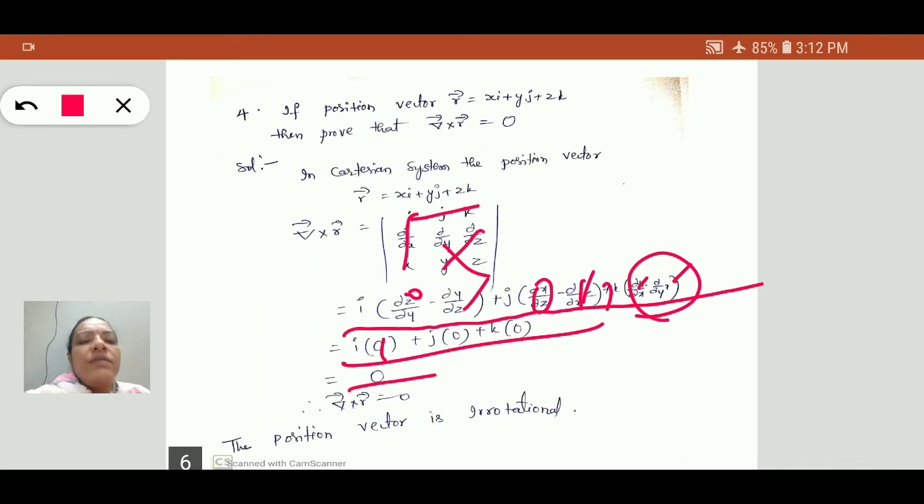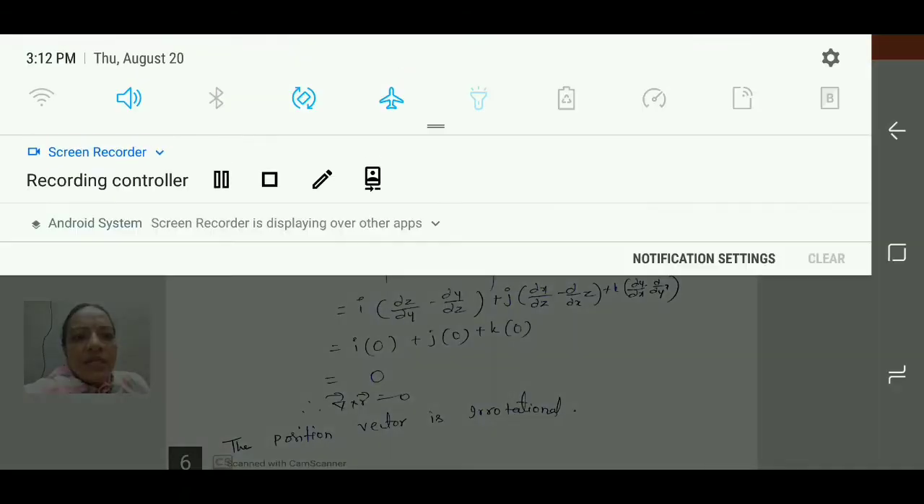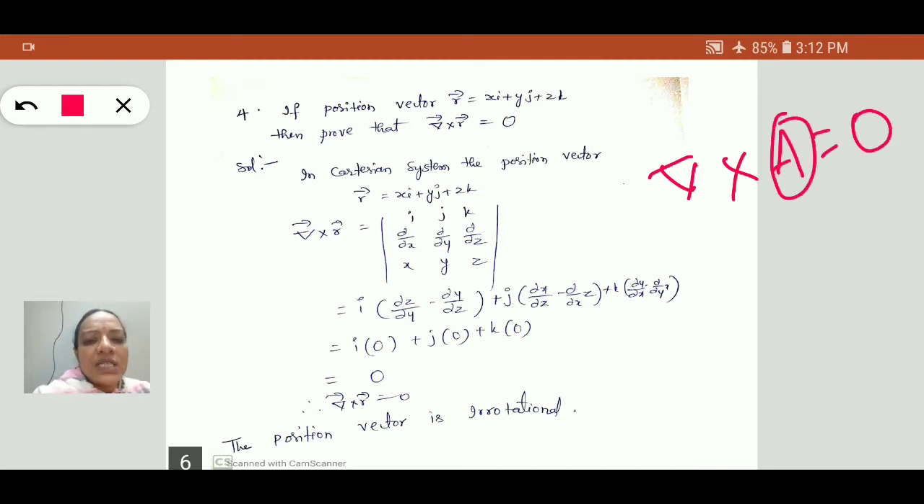So totally we get the 0 value. That means curl r is equal to 0. So it is an irrotational vector, that is, the position vector is irrotational. The meaning of curl is nothing but rotation, but for the position vector there is no rotation. If the curl of any vector is equal to 0, that vector is known as an irrotational vector.